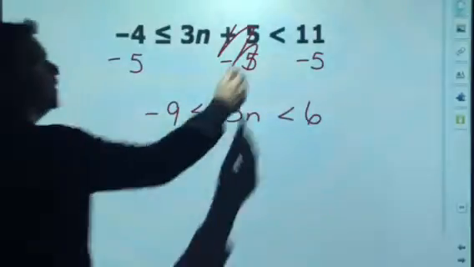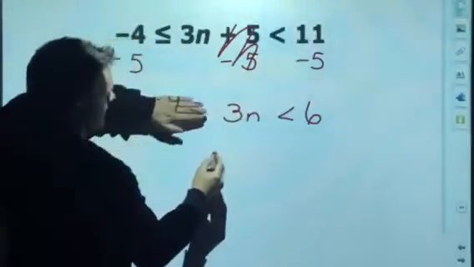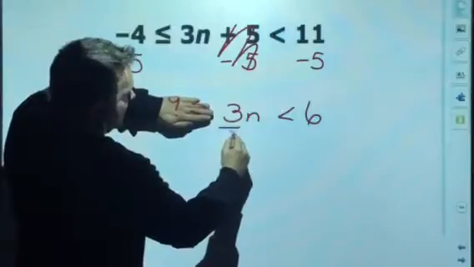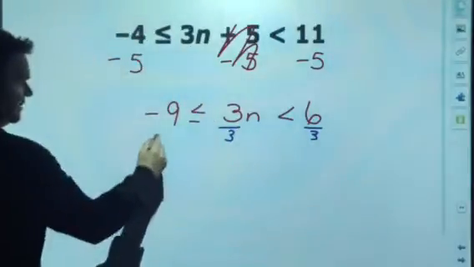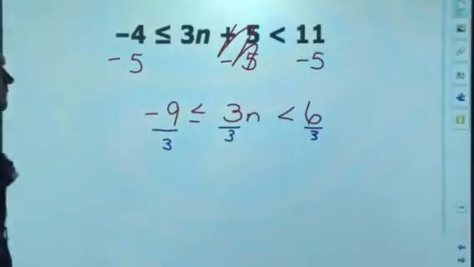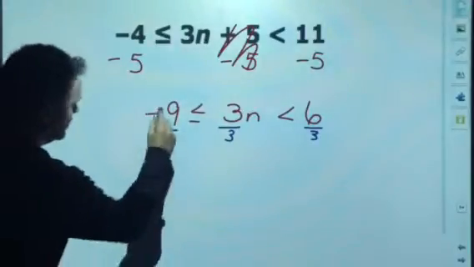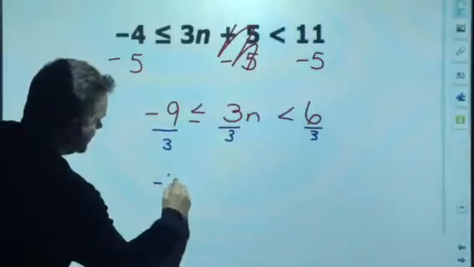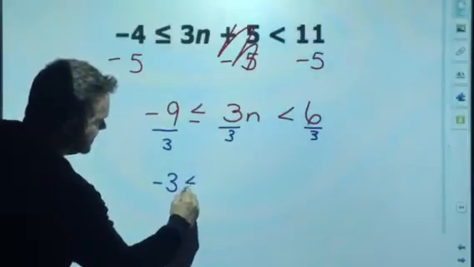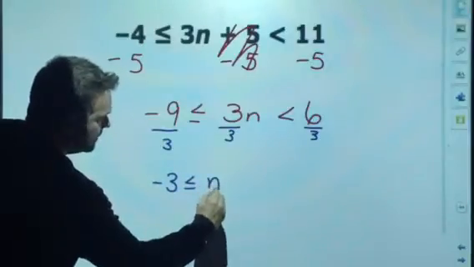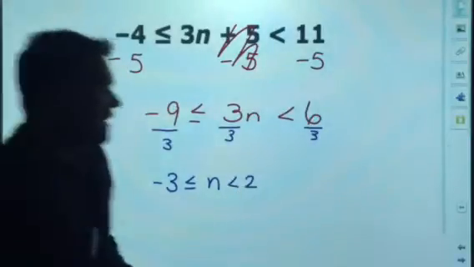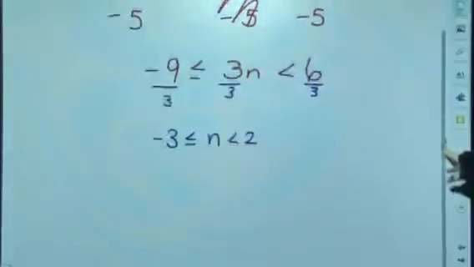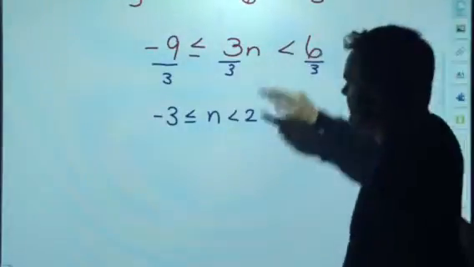The next step is, I'm going to cover this up again, divide by 3, divide by 3. But we also need to divide this by 3. So -9 divided by 3 is -3, less than or equal to n, which is less than 2. Okay, let's graph this. Graph little pieces at a time.